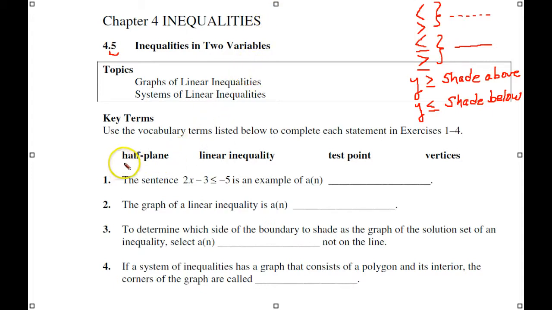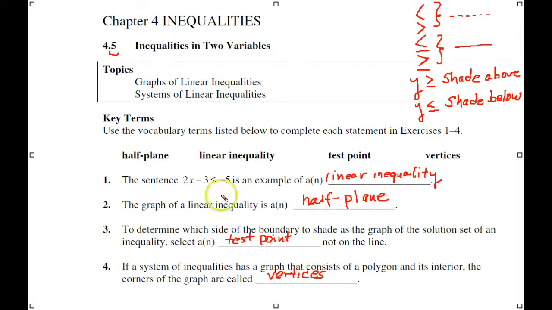And some of the key words that we'll be putting in these four statements: half plane, linear inequality, a test point, and vertices. So give that a shot. So looking at this, it is an example of a linear inequality because of the inequality sign, and because the exponents are just to the first power.